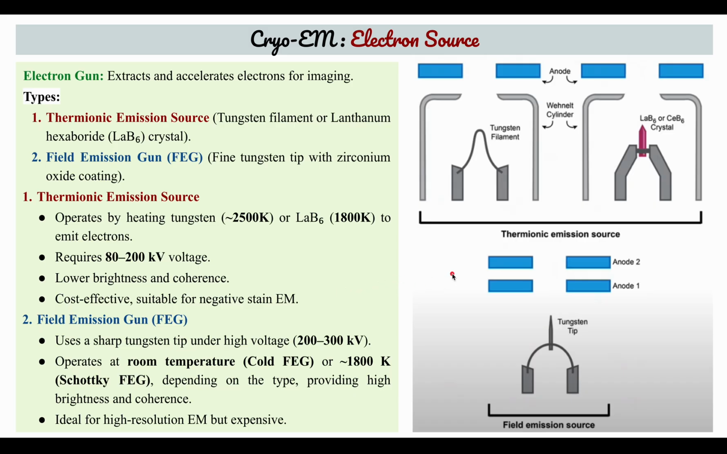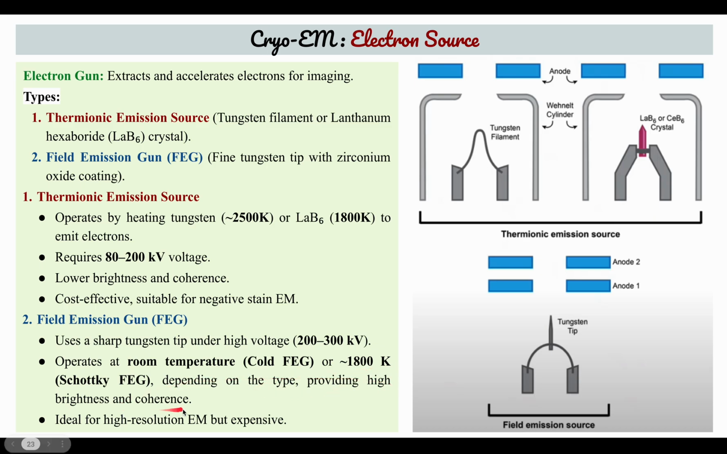The second type of electron gun is the field emission source. Field emission means it is generating some field. In this case we use a sharp tungsten tip which is covered with zirconium oxide coating, and it is operated under high voltage, about 200 to 300 kilovolt, and it operates at room temperature if it is a cold field emission gun, or at 1800 kelvins if it is a Schottky field emission gun. So these are the types of field emission guns. If it is Schottky, then it is generally operated at 1800 kelvins, depending on the type.